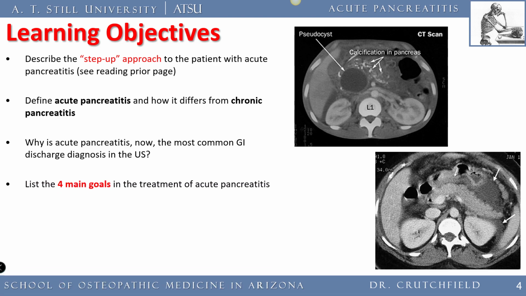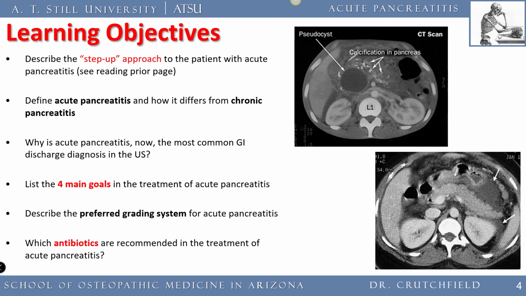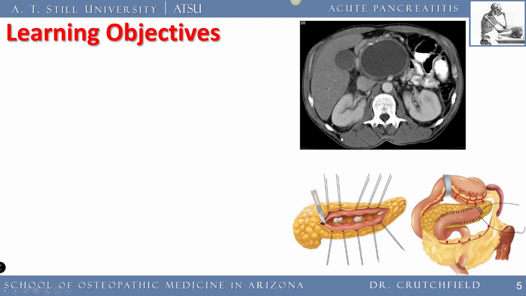It's because of gallstones. There's a disease called gallstone-induced pancreatitis. We just call it gallstone pancreatitis. You'll see how that diagnosis is made and how we treat it. What are the four main goals in the treatment of acute pancreatitis? We'll cover those. Describe the preferred grading system for acute pancreatitis and why we use these grading systems. And as we go along, talk about which antibiotics are recommended in the treatment of acute pancreatitis. Over here is a patient who has chronic pancreatitis.